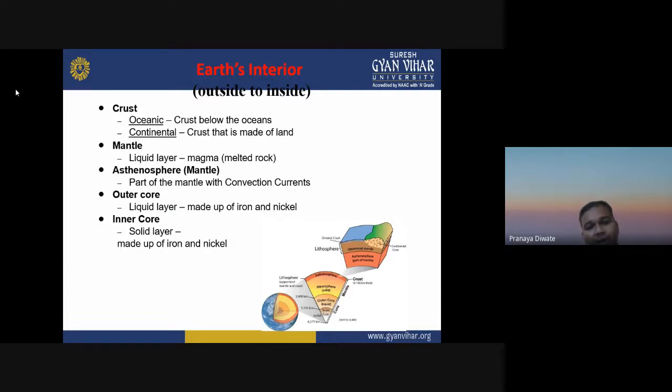Then you have the mantle, a liquid layer of magma, melted rock. The asthenosphere is the part of the mantle with convection currents. Then you have the outer core, a liquid layer made up of iron and nickel. The inner core is a solid layer made up of iron and nickel.